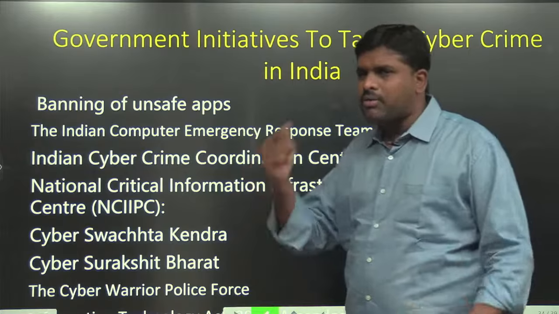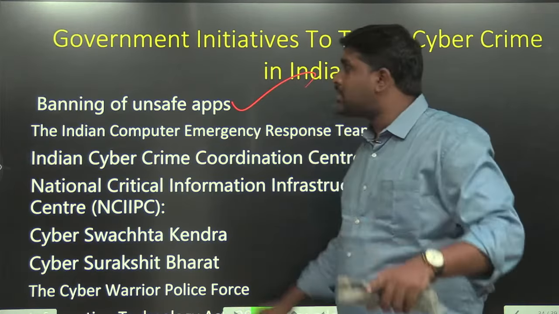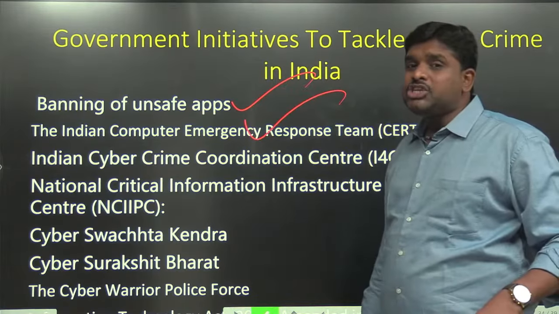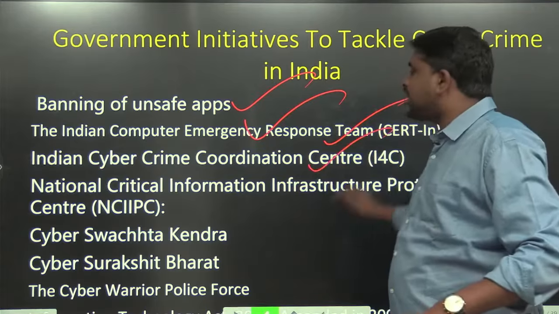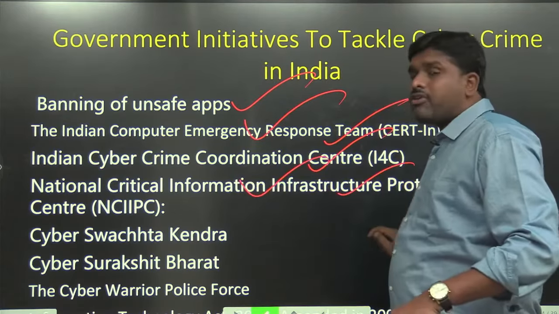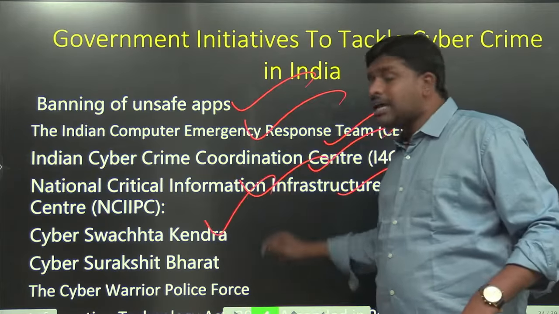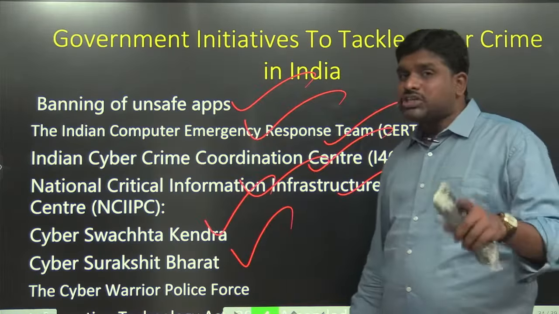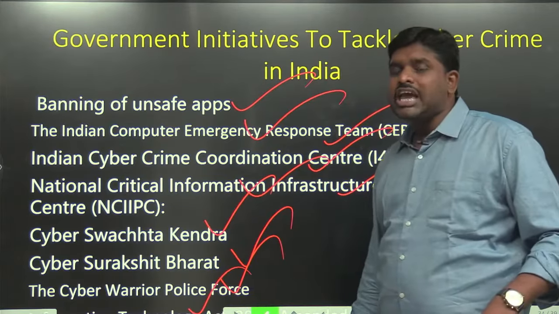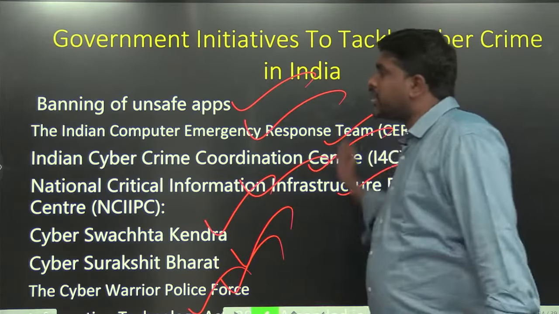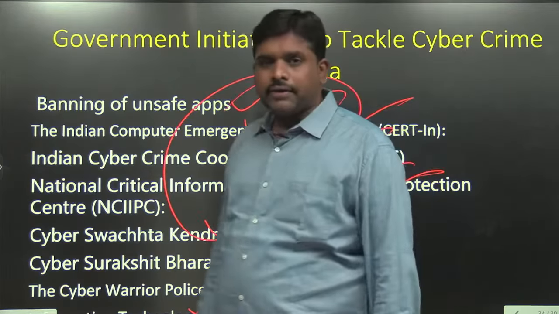What are all the initiatives taken by the Government of India? Remember this, fatafat. Number 1, banning of unsafe apps. Chinese apps were banned by the central government. Computer Emergency Response Team, CERT-In, Indian Cyber Crime Coordination Centre, National Critical Information Infrastructure Protection Centre, NCIIPC, Cyber Swachhata Kendra, Cyber Surakshit Bharat, Cyber Warrior Police Force, Information Technology Act 2000, which was amended in 2008. These are all the steps taken by the Government of India to control cyber security.